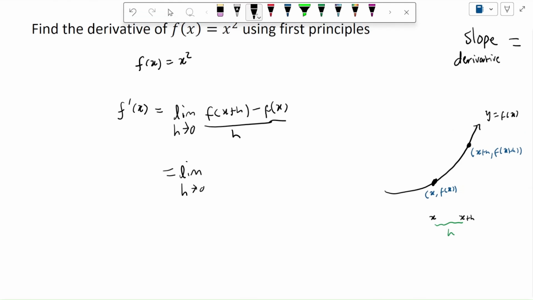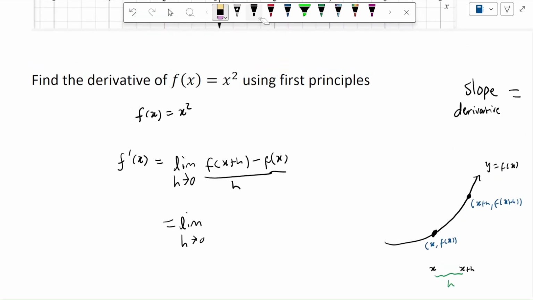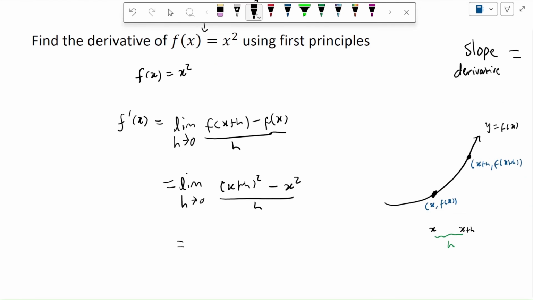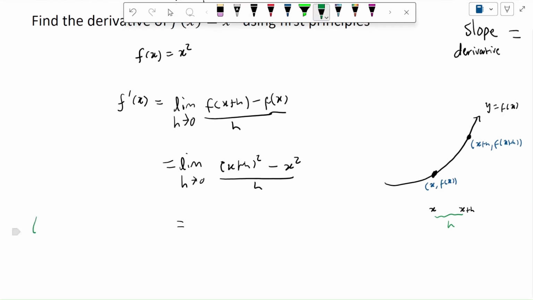So limit as h goes to 0. f of x is x squared. I often like to write f of x plus h. You're just going to replace the x in this expression with x plus h. So that first bit is going to be x plus h squared. f of x is x squared. And we're going to divide by h. We're going to use this identity to expand out the top. So a plus b squared is a squared plus 2ab plus b squared. Or you can FOIL it out if you want.